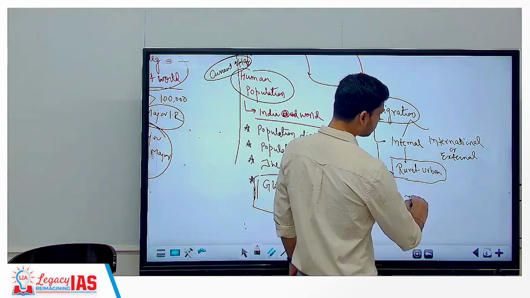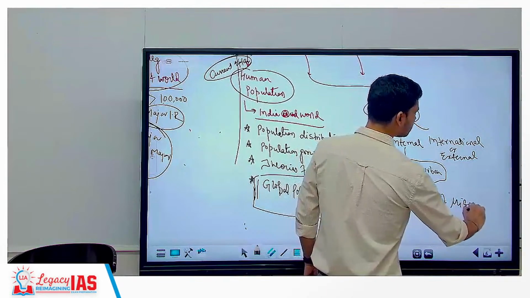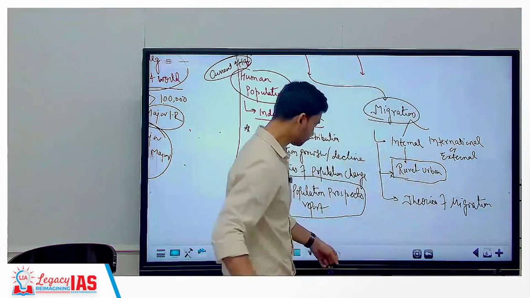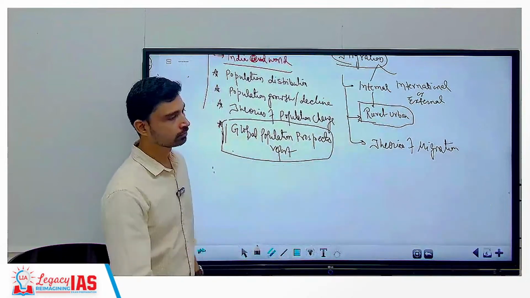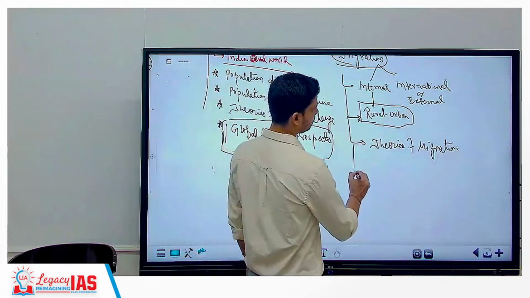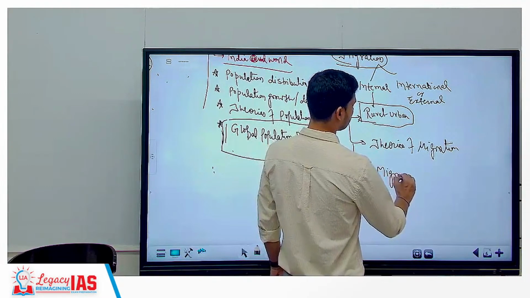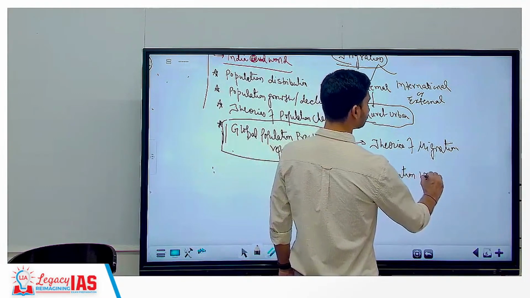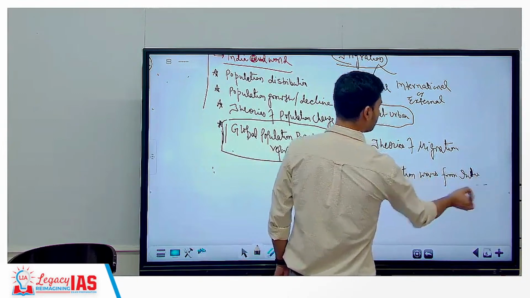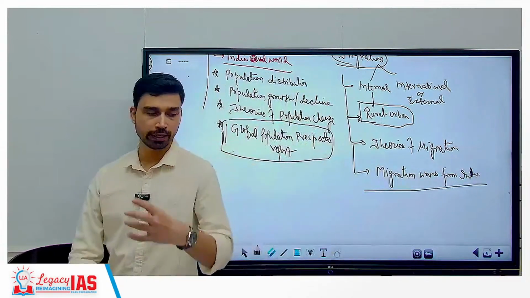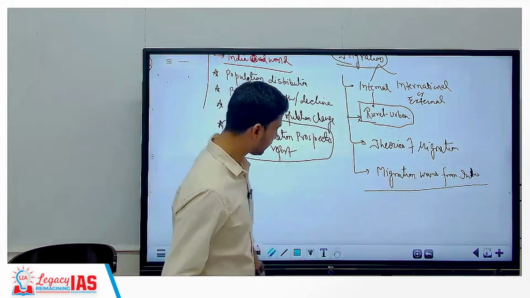The other thing we have to discuss is theories of migration. Several geographers have given their own concepts and theories related to migration. Then we have to study about the migration waves from India. That means when migrants moved out of India, they moved in waves that lasted for decades in the entire history. That is what we'll talk about. Migration waves.